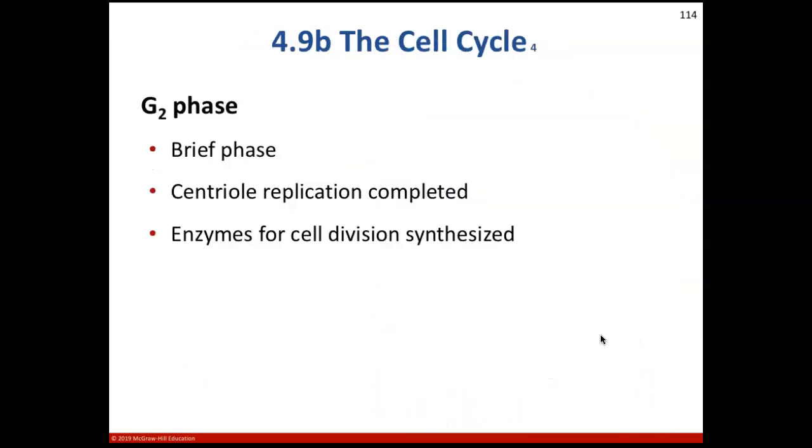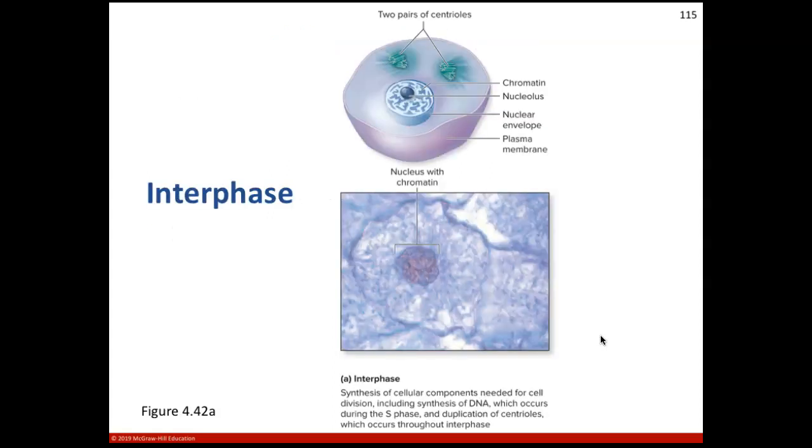After that, we're going to enter the G2 phase. This is a very brief phase, and our centriole replication will be completed, and our enzymes for cell division will be synthesized and ready to go. So here is interphase. We see synthesis of our cellular components taking place, and synthesis of DNA that'll occur in the S phase, and our duplication of those centrioles.